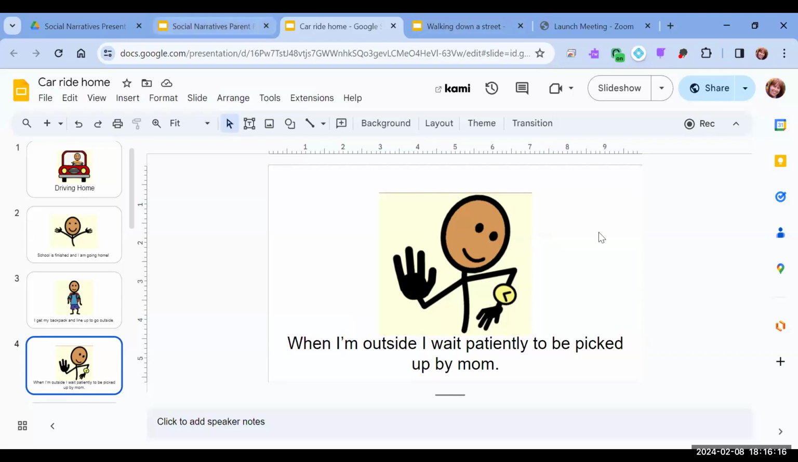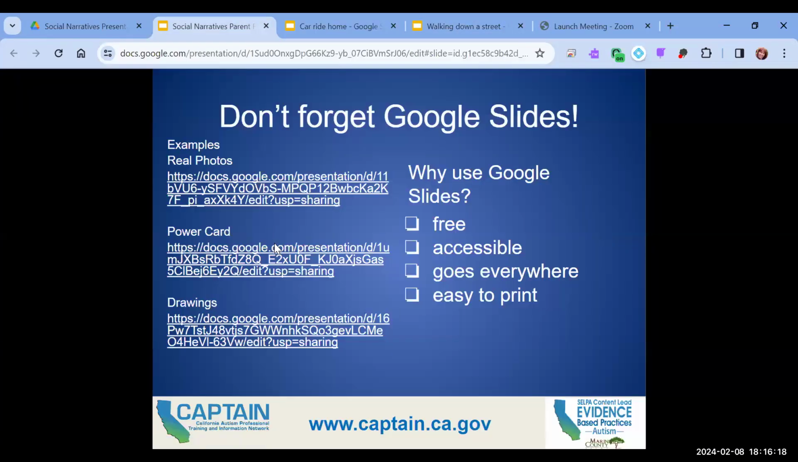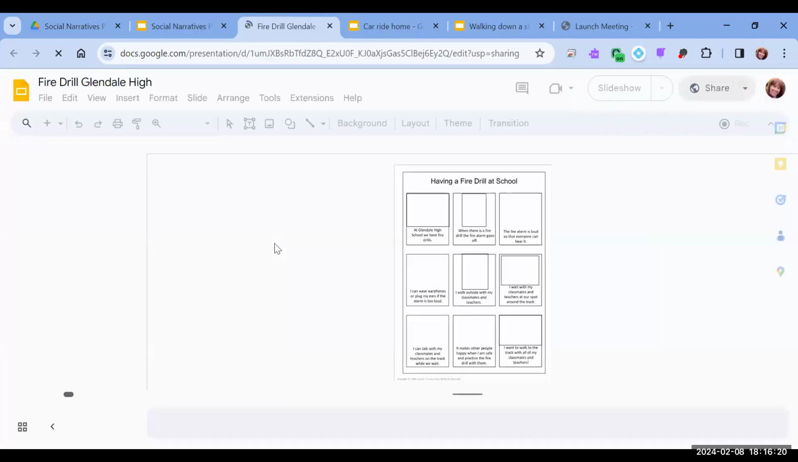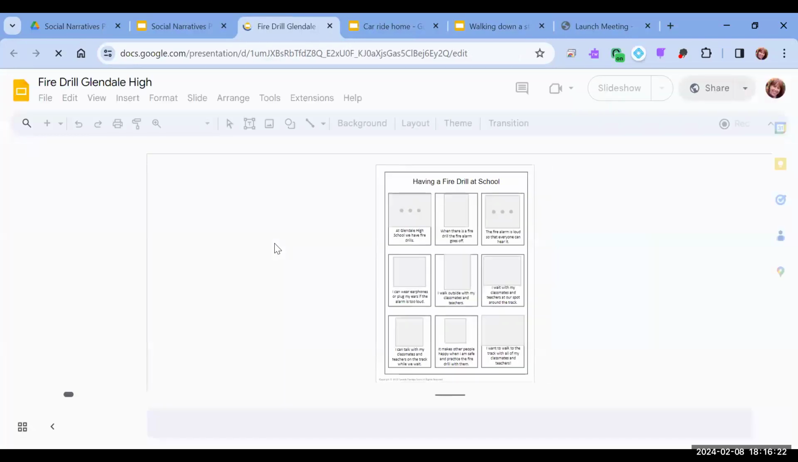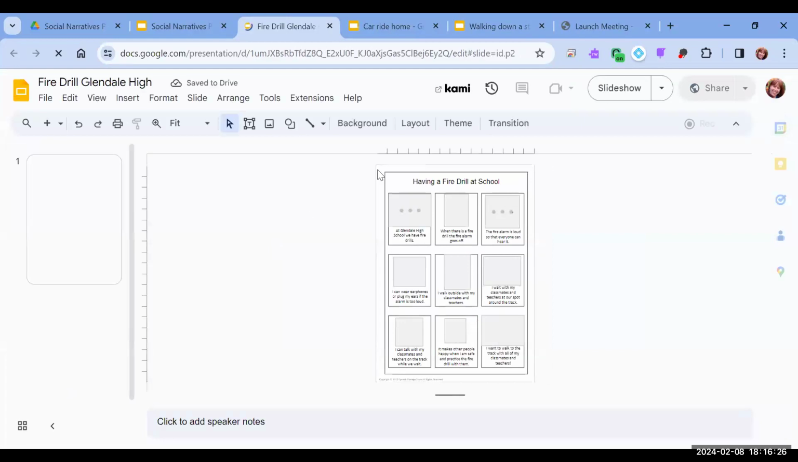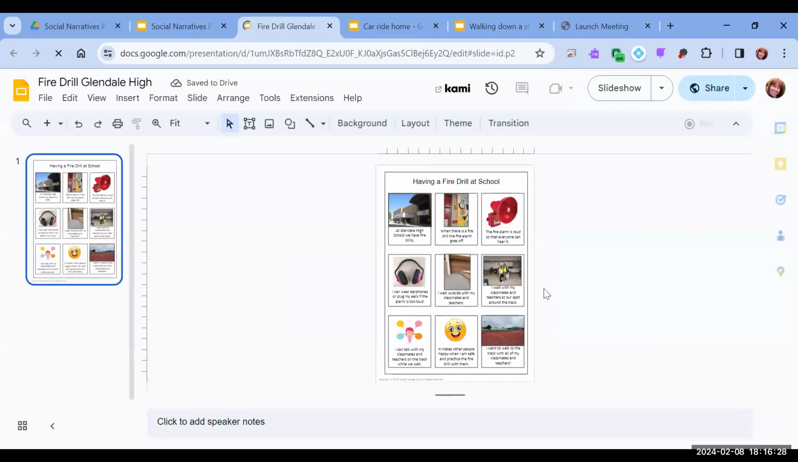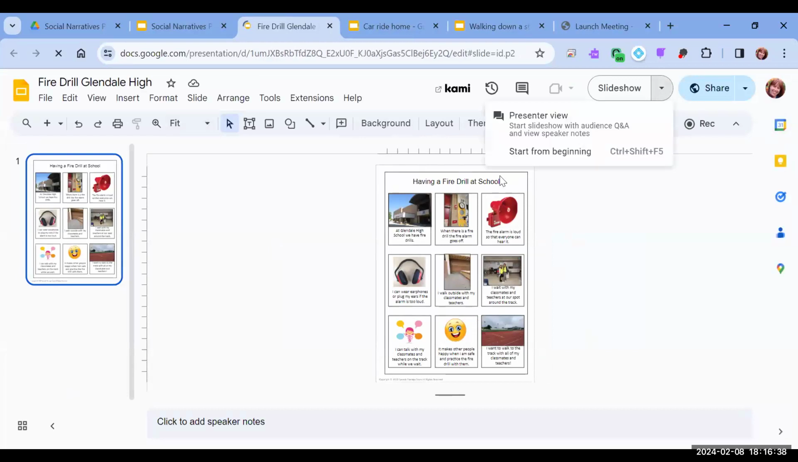Now, I also want to show you a power card because I think power cards are really fun. Here's an example of a power card for a fire drill. And I'm going to make it bigger. I wasn't lying when I told you I make them all in Google Slides. Let me just show this one to you. Slideshow.